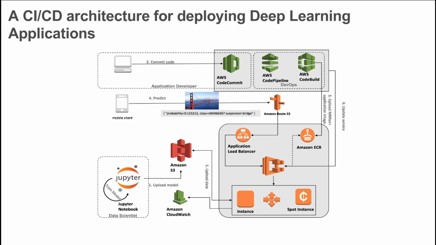The app makes a call to that vanity URL, which redirects it to the service, the MXNet service or the machine learning service that is running on the ECS cluster. Now, this code predicts that this image looks like a suspension bridge with a probability of 11% in this case, and then it gives this answer back out. To do that, first the code reads the model from Amazon S3 and then predicts it and goes back.